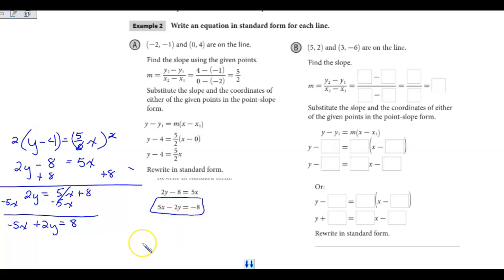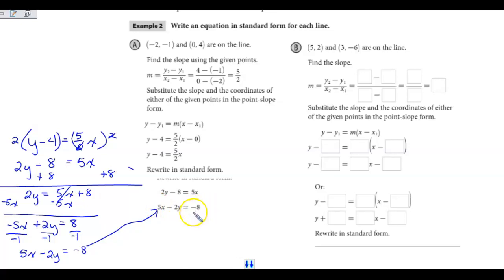Now, remember what I told you before about sometimes they want the a to be positive. So what they've done here is that if I divide everything by -1, or multiply everything by -1, it works the same. Negative 5x becomes positive 5x, positive 2y becomes negative 2y, and positive 8 becomes negative 8. And that's where they've got the positive form of it. Technically, both are correct. However, they're wanting it in the positive form in this case.